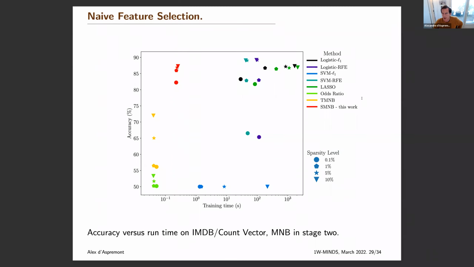So what sparse multinomial naive Bayes does is get you roughly similar statistical performance in the 85% range, but it's 2 orders of magnitude faster than all the other penalized models, okay? And it has linear complexity. So again, rule of thumb, basic Python on a CPU, 1 second per million variables.